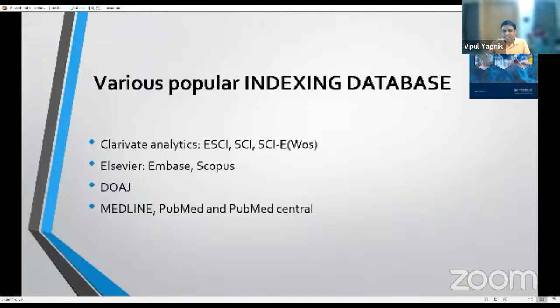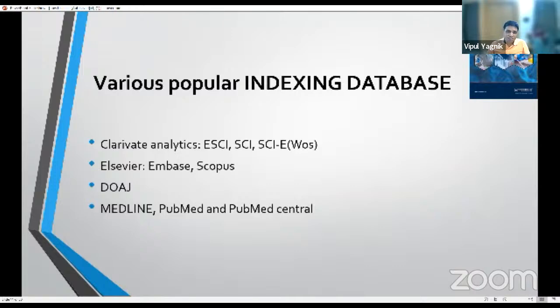Another important agency is Medline, PubMed and PubMed Central. These are all databases of the National Library of Medicine, USA. Medline is the oldest one. Medline consists of more than 28 million citations and was established in 1960.